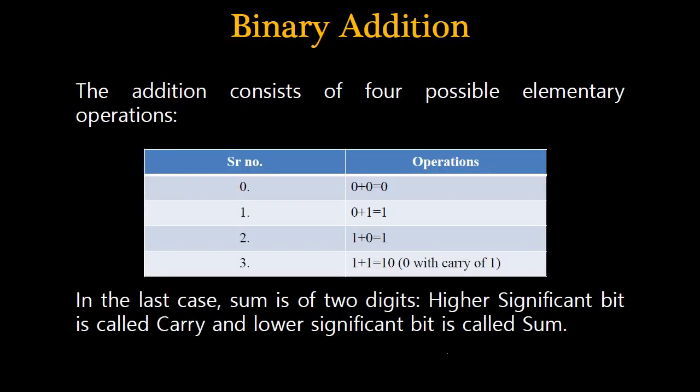Binary operations. The very first is binary addition. The addition consists of 4 possible elementary operations, and here we can see the very first operation is summing 0 plus 0. The answer will be 0. 0 plus 1 will give 1. 1 plus 0 will give 1. And at the last, 1 plus 1, that is 1 0, that is 0 with a carry of 1. This digit will go as a carry.